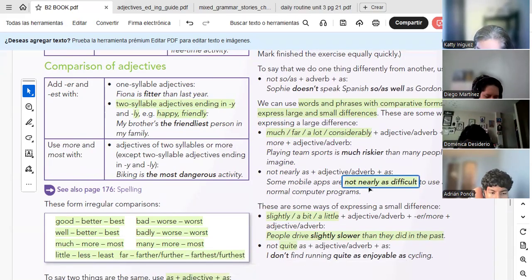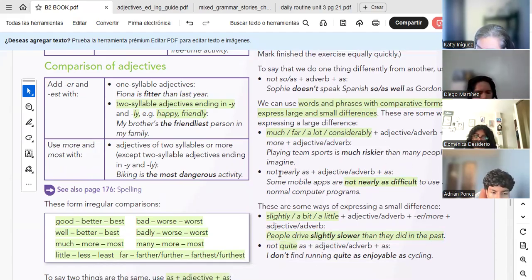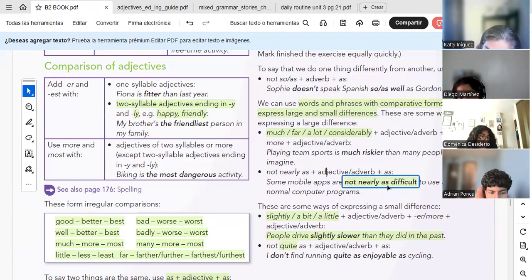So here with nearly, we show a higher difference, ¿sí? Como más alta, como resaltar que es un poco más diferente, ¿sí? Y con slightly, que es menor. Entonces, usamos not nearly, o sea, para hacerlo negativo, más o plus de adjective o adverb, con un adjetivo o un adverbio. Plus as. Recuerden que as es de igualdad. So, some mobile apps are not nearly as difficult, no son tan difíciles como los programas normales de computador.